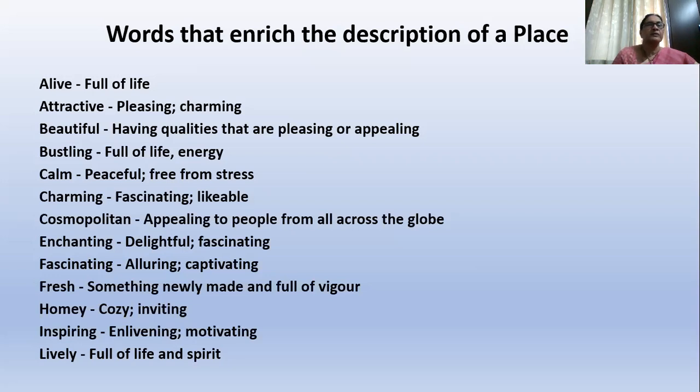We can say full of life, attractive. What do you mean by attractive? It is very pleasing, charming. You can use anything. I'm giving some synonyms so that you can use them while describing a place. Beautiful. Attractive is a very strong word, and beautiful, I think, means having the qualities of pleasing and appealing, the same qualities, but we use the word beautiful.